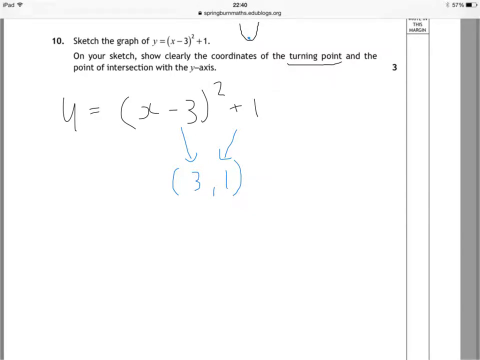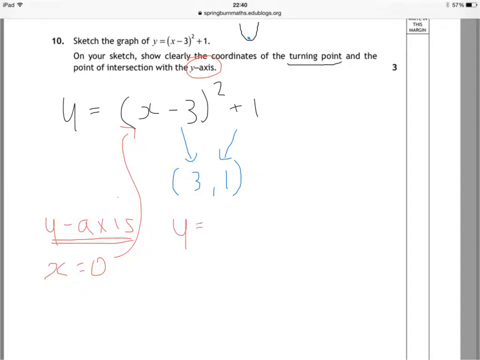The next thing that we need is where does the curve cut the y-axis? What's always true on the y-axis is x is equal to 0. So I would communicate that to the examiner. Something that's always true on the y-axis is that the x coordinate is equal to 0. So we can then plug that x equals 0 back into the equation and get a y coordinate.